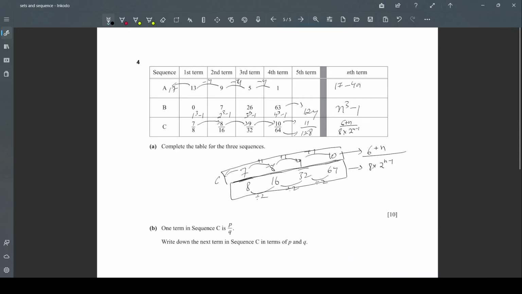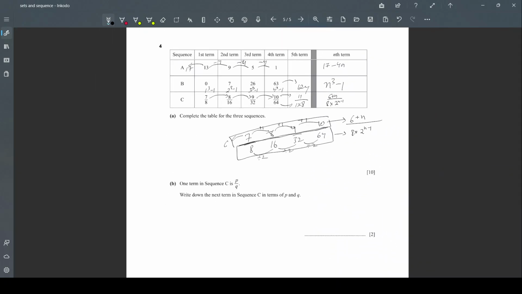So you can identify these things, as well as this question: one term in the sequence is p by q. Sequence C is p by q. If one of the terms is p by q, what will be the next term? Actually, in sequence C, what is happening? After the first term, one is being added to the numerator, 7 plus 1 is 8, 8 plus 1 is 9. In the denominator, there is a multiple, right? The ratio was 2, and a multiple of 2: 8 times 2 is 16, 16 times 2 is 32, so 2q, right? So your answer will be (p plus 1) by 2q.